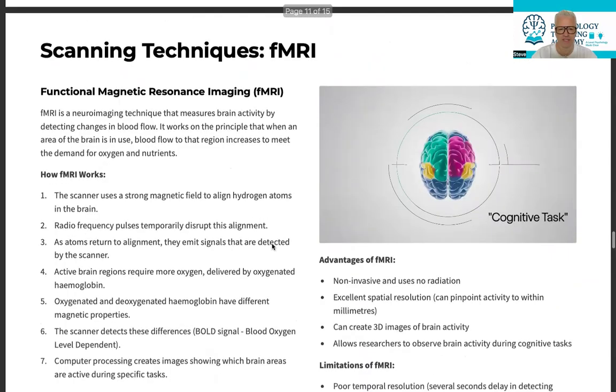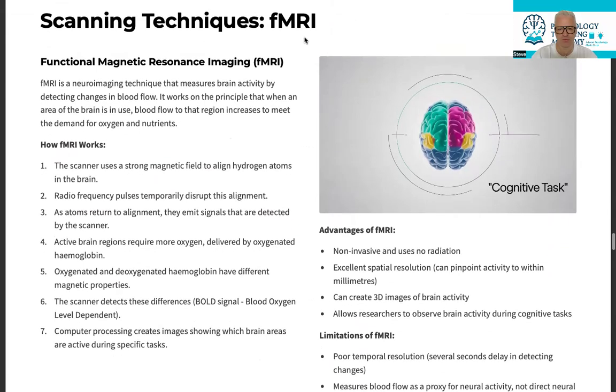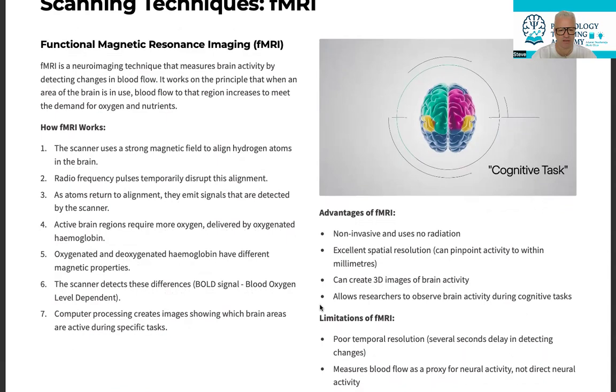So in terms of brain scans, fMRI, functional magnetic resonance imaging. This is good for detecting changes in blood flow. It works on the idea that when the brain's in use, blood flow to that area increases to meet the demand for oxygen and nutrients. So if you have a functional MRI, that's a brain scan while you're doing a task. So this is how it works. Bit of a step-by-step process there.